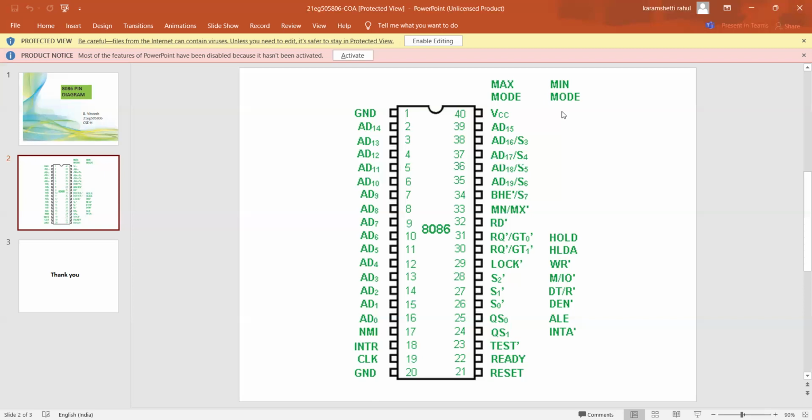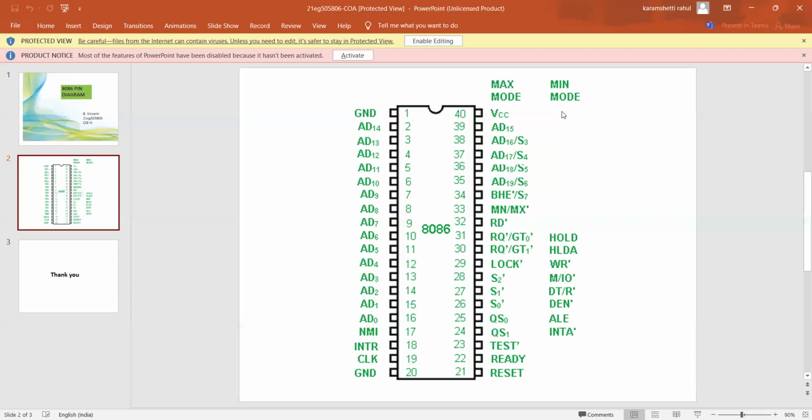The TEST pin is an active low pin. When it is active, then the execution of instructions is going on continuously. And when it is inactive, then it will be in a wait state.